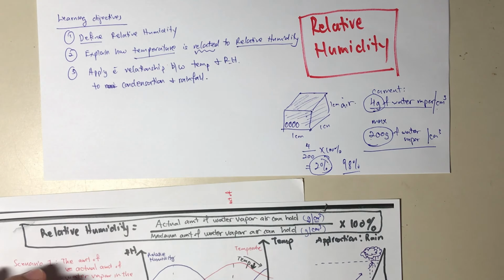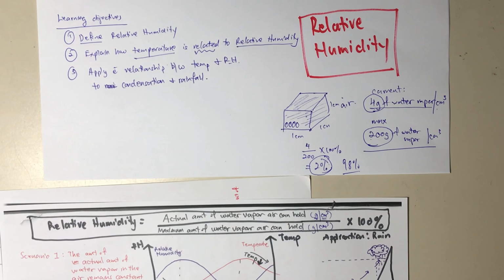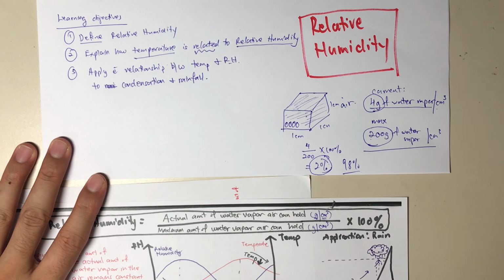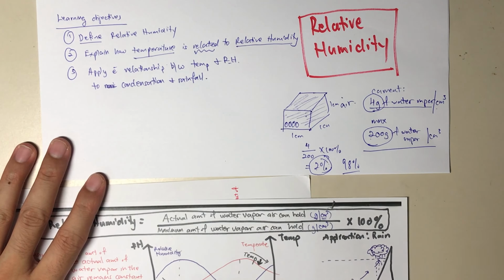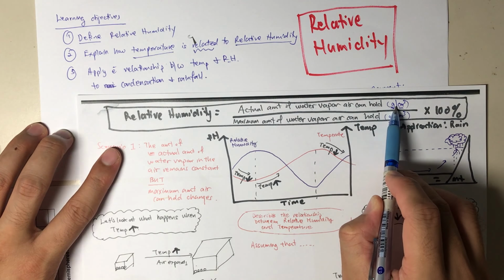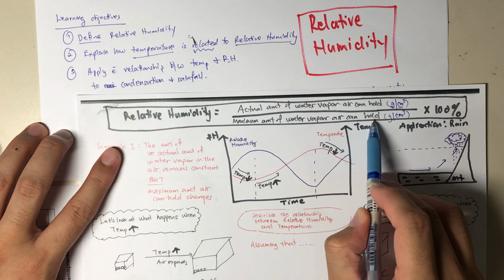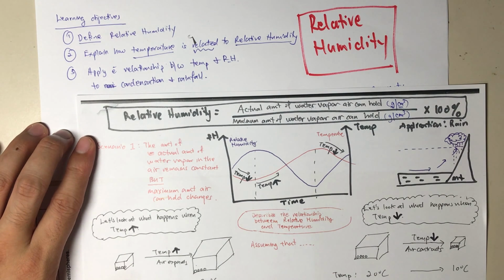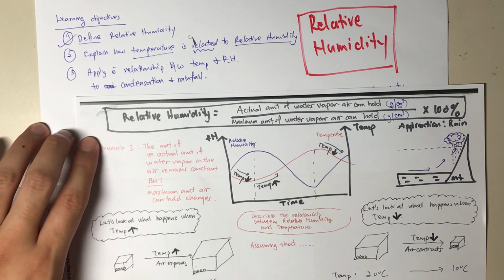So this is relative humidity. Relative humidity does not refer to the stickiness or the dampness of the air, but rather it's a measure of how many percent of the air currently holds water vapor. In this case, it's 2%. So the definition is: the actual amount of water vapor air currently holds, expressed as a percentage of the maximum amount of water vapor air can hold. So we cover the first objective, define what relative humidity is.